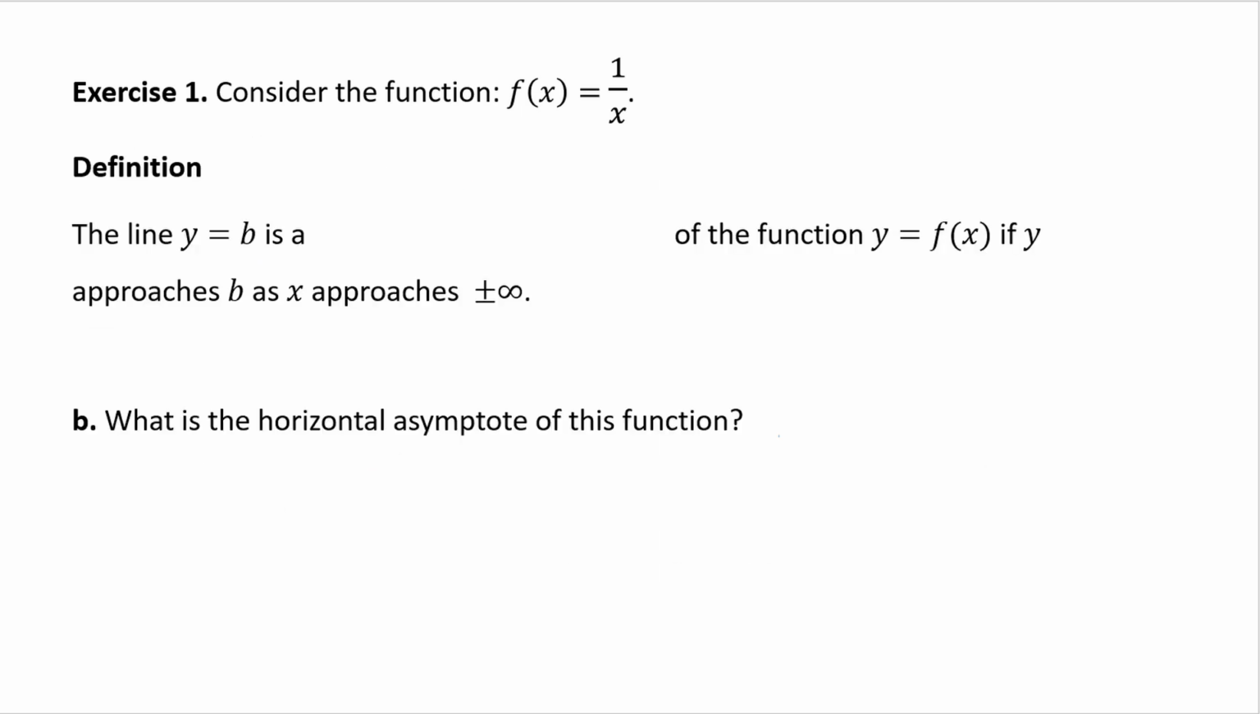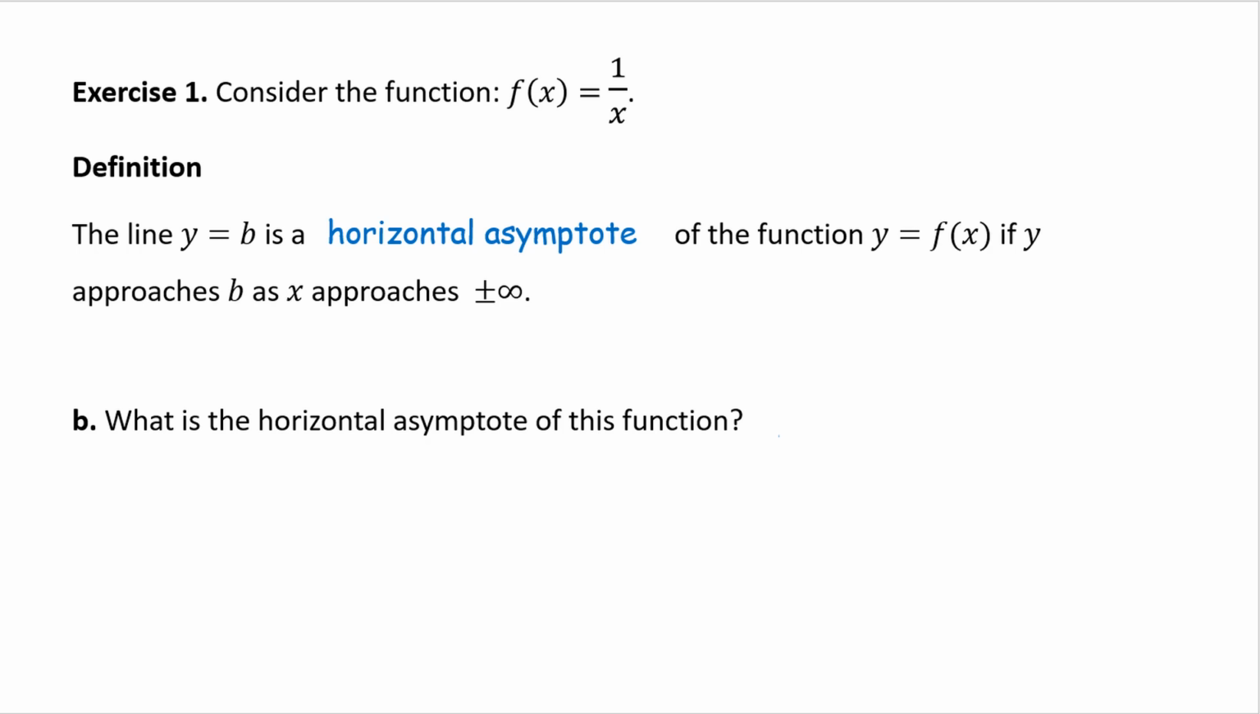So, before we answer question part B, let's give a definition. The line y equals b is a horizontal asymptote of the function y equals f of x if y approaches b as x approaches plus or minus infinity. What is the horizontal asymptote of this function?